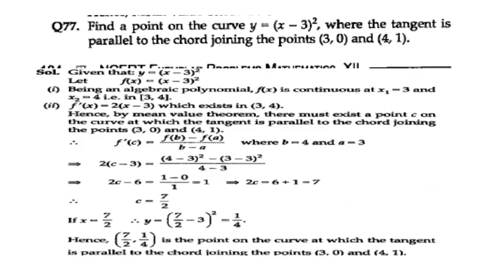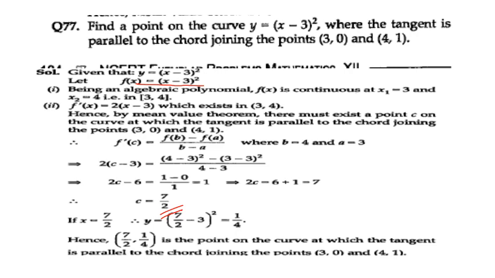Next one: find a point on the curve y is equal to x minus 3 the whole square, where the tangent is parallel to the chord joining the points 3, 0 and 4, 1. So what is our function? f of x is equal to x minus 3 the whole square. It is an algebraic polynomial, so the function is continuous. Now f dash x is 2 into x minus 3, which will exist. Then there exists a point where f dash c is equal to f of b minus f of a by b minus a. So what you are getting? c is equal to 7 by 2.